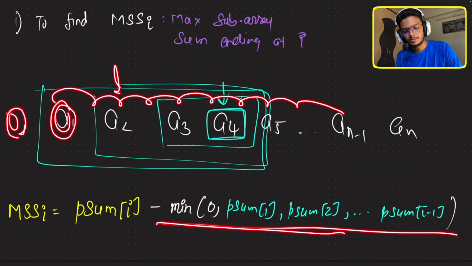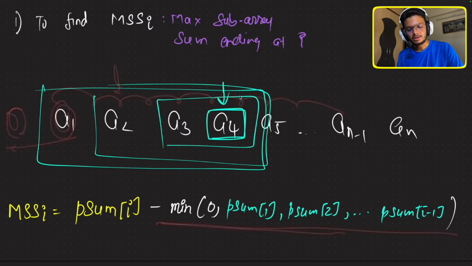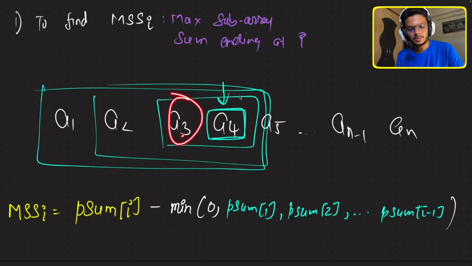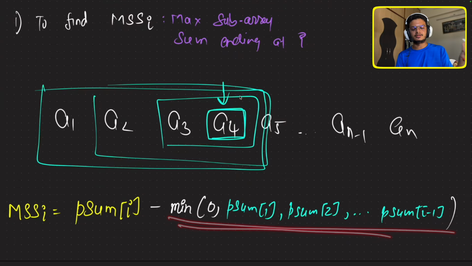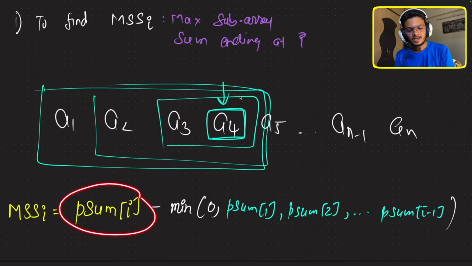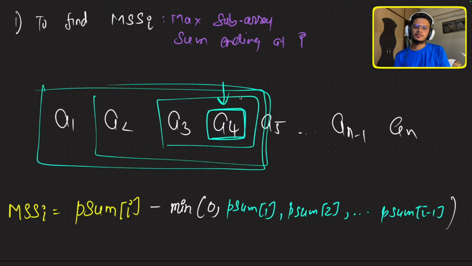So when you're here, you have minimum of 0 and prefix sum of even. When you are here, you have minimum of 0, this part, this part. So this can be easily done, right? You can just update it at every step. So this can be maintained as a running minimum, and prefix sum of I can also be calculated on the fly, or maybe you can pre-compute it, but there's no need for pre-computation.